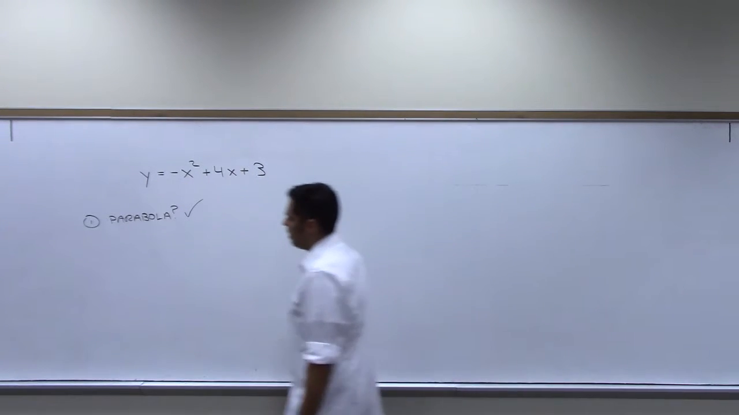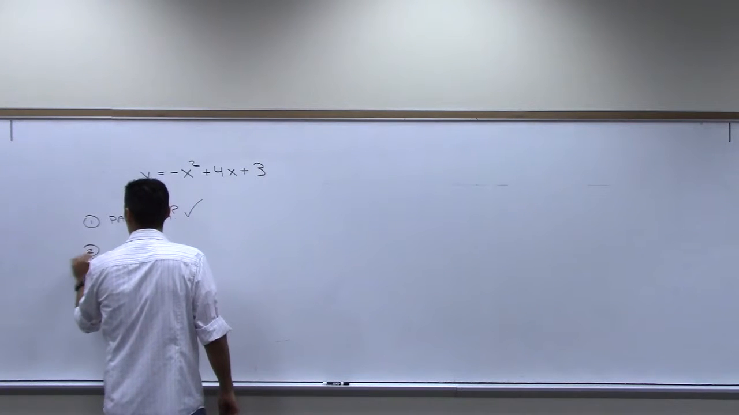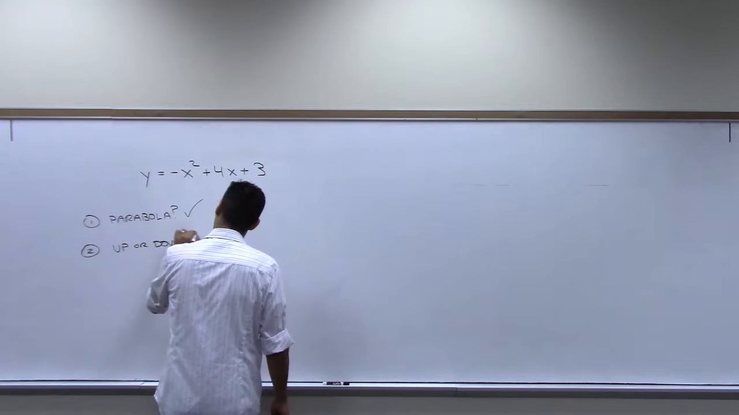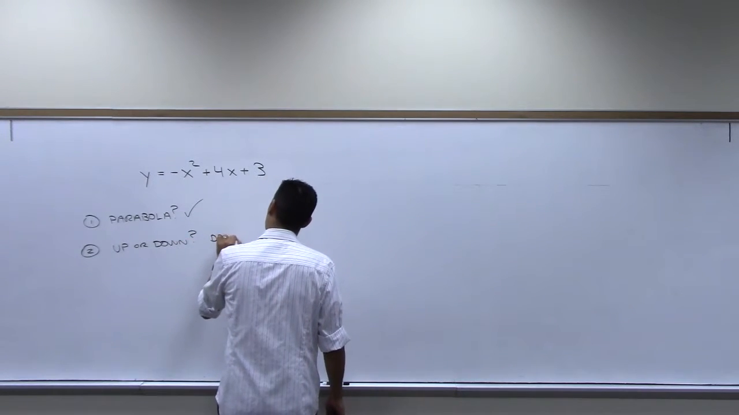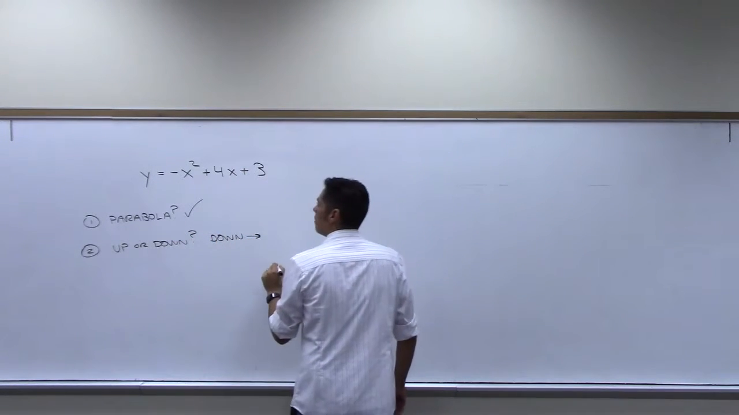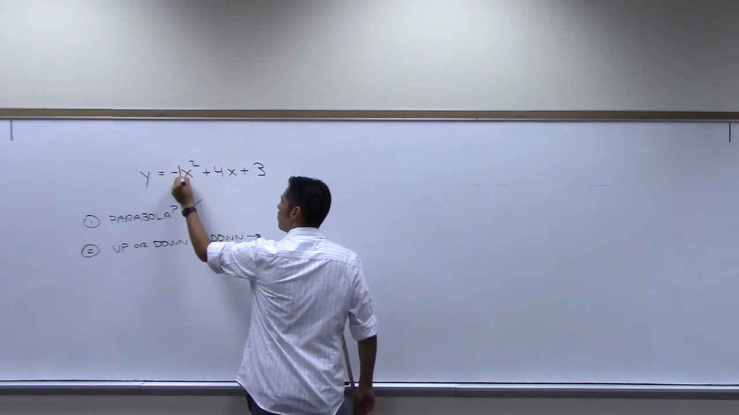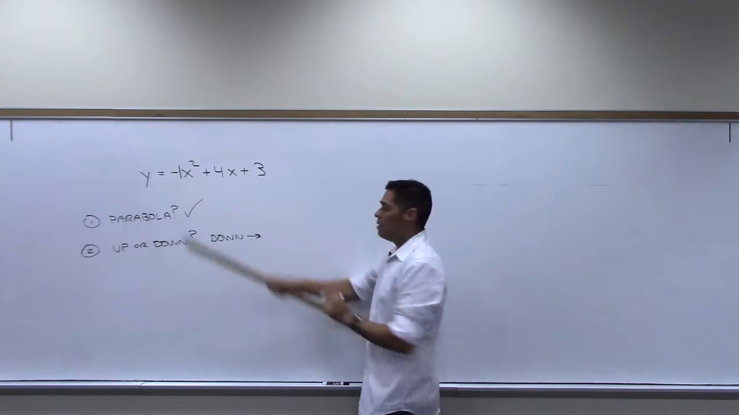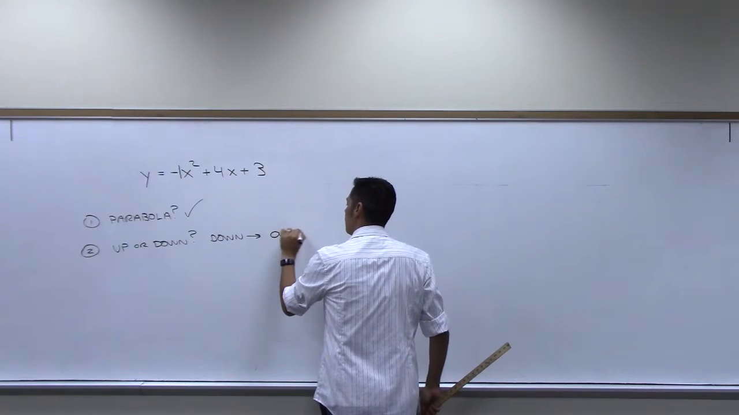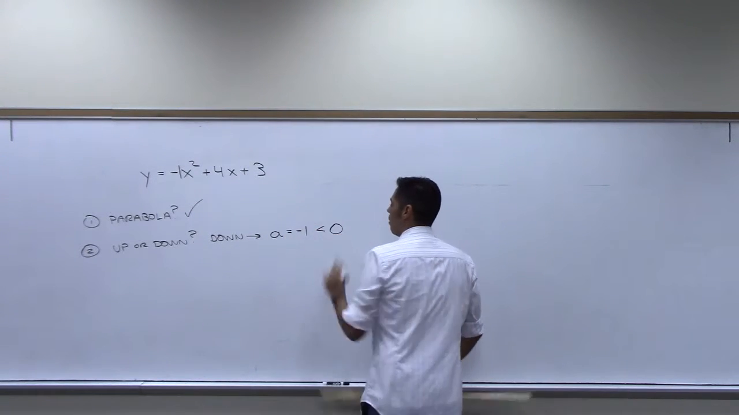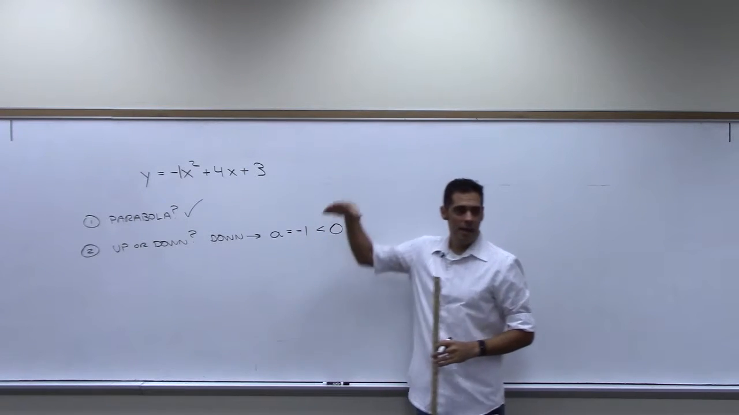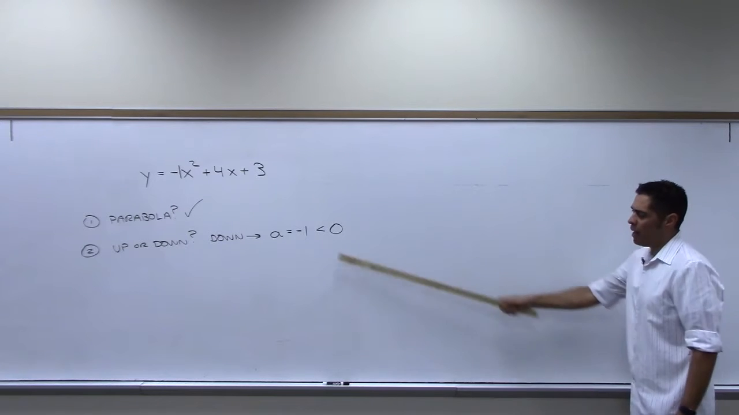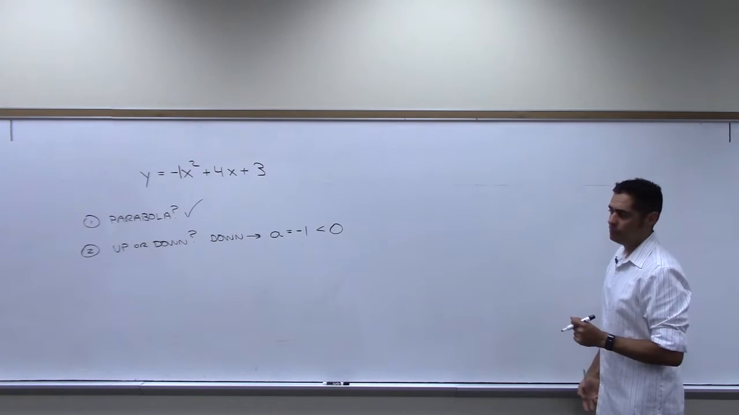Okay, what's the next thing we do? Does it open up or down? In this case, it opens down because there's a -1 in front of the x squared, right? That number in front of x squared is a, right? So I'm going to say a here is -1, and that's less than 0. That means that it's a negative number. Negative parabolas open down. If it were greater than 0, then it would open up.